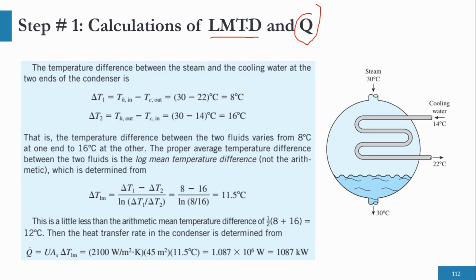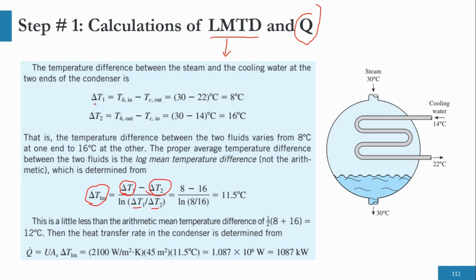So the first part is the calculation of LMTD followed by the calculation of Q. Now for the calculation of LMTD, the formula is delta T LM is equal to delta T1 minus delta T2 divided by natural log of delta T1 divided by delta T2. So first we need to calculate the delta T's.